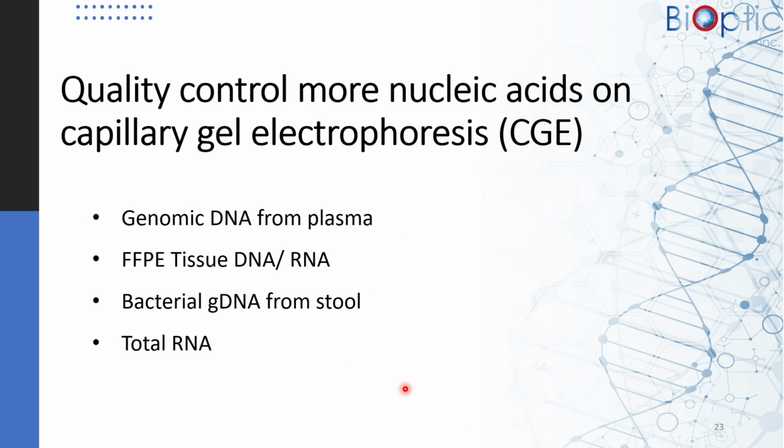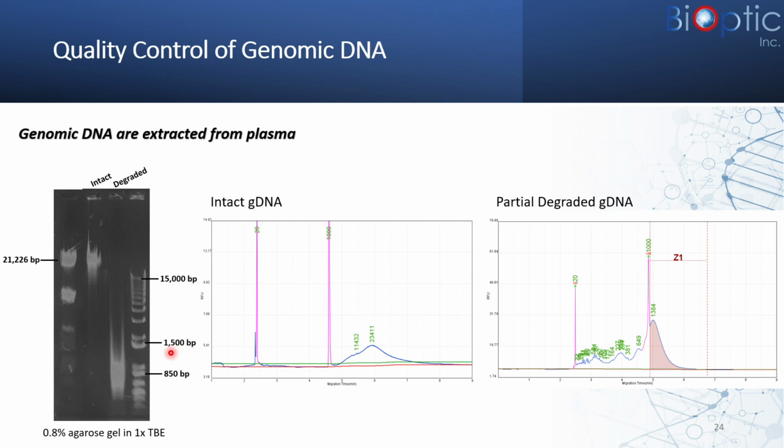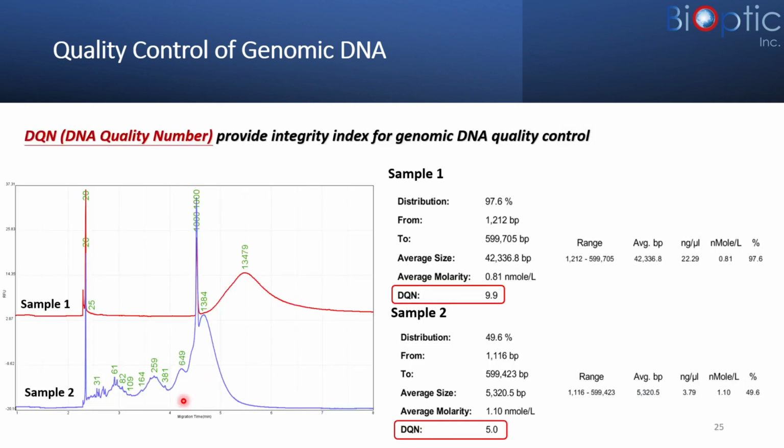After discussing the quality control of cell-free DNA by QSAP system, I would like to introduce you to more applications on QSAP, including genomic DNA, DNA and RNA from FFPE samples, genomic DNA from stool, and total RNA quality control. Genomic DNA belongs to high molecular weight DNA. It will display the smear pattern on agarose gel. So it is difficult for scientists to get the accurate size information, especially when the genomic DNA is partially degraded.